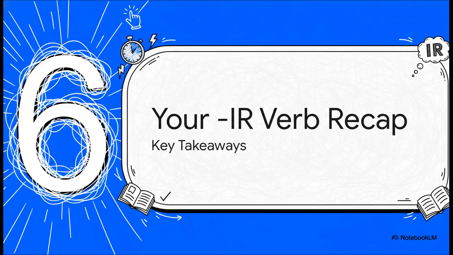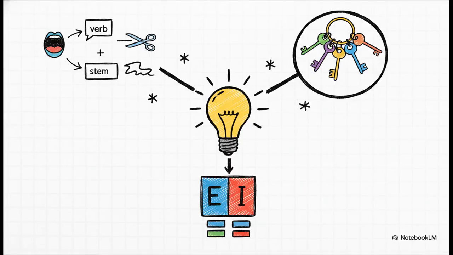Let's do a really quick rapid-fire recap just to make sure these rules are locked into your brain for good. So let's nail this down. First, IR verbs are one of the three main verb families in Spanish. Second, to use them, you just use our two-step formula. Remove the IR and add the correct ending. Third, those magic endings are O, S, E, imos, is, and N. And finally, the pro tip. The only difference from ER verbs is in the nosotros and vosotros forms, where we use an I, not an E. That's the whole game.